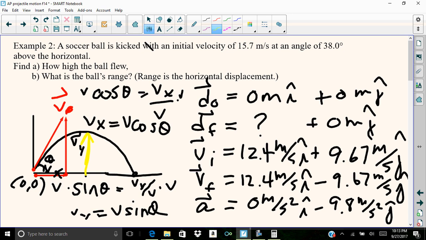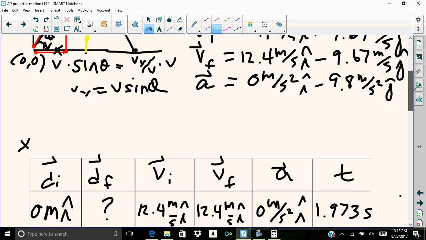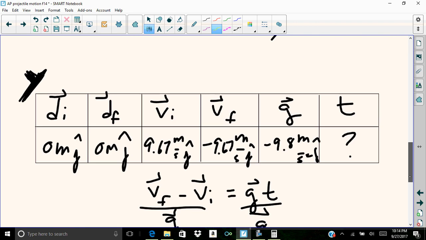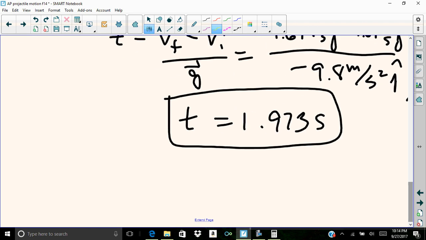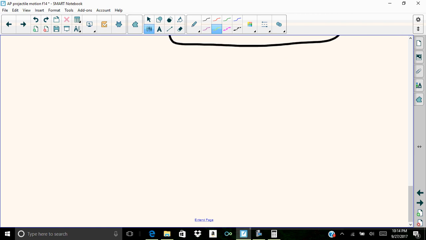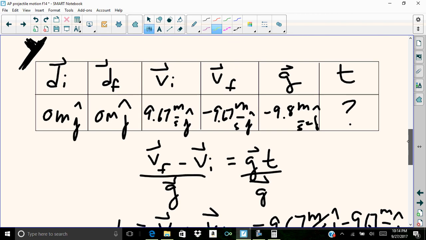It's half of the total range. So for instance, we've traveled 24.5 meters for the full movement of the ball, but half of that would be how far we go in order to get to the highest point. So what we're going to do is set up another set of boxes for the y direction. So let's go ahead and do that here.